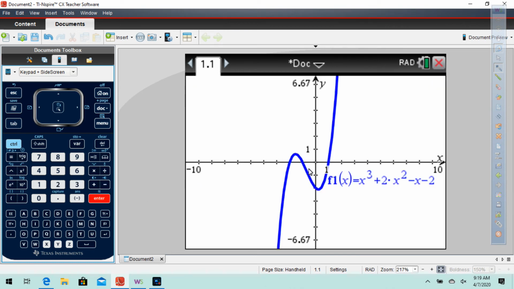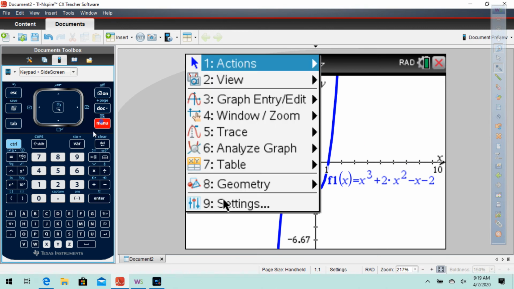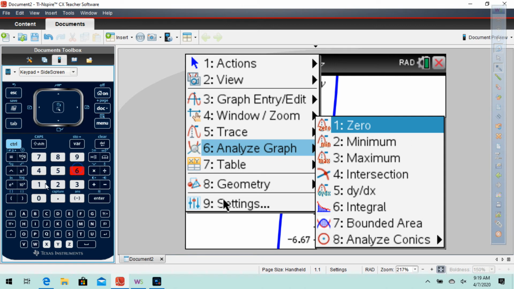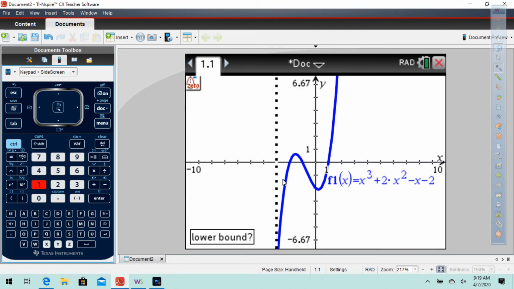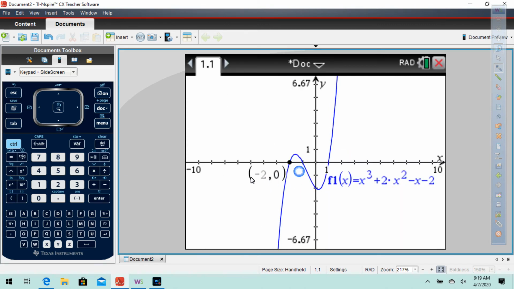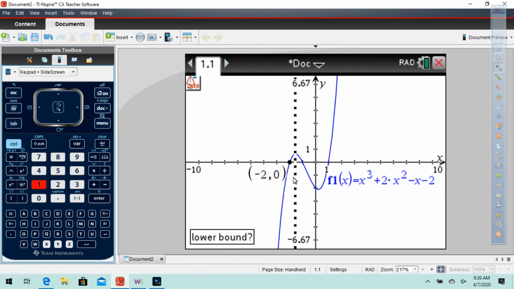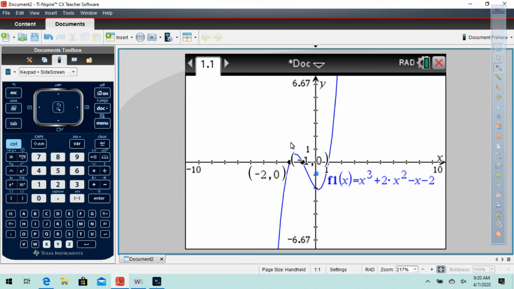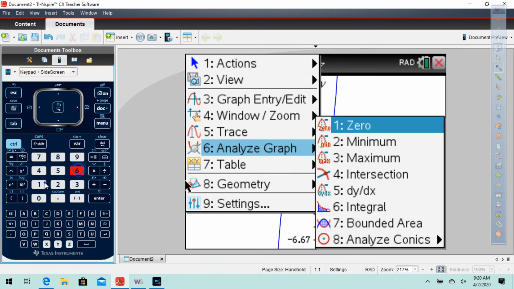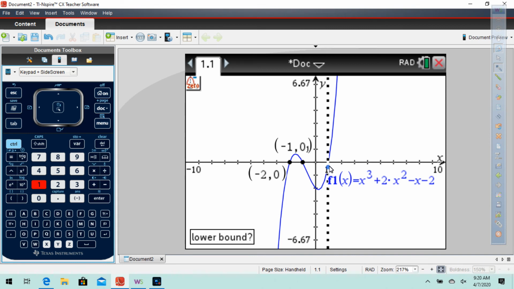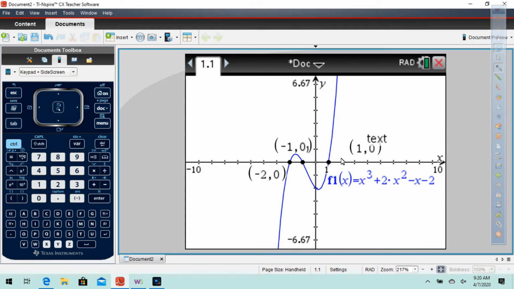And let's graph it. So it crosses here at 1, -1, and -2. And I'll show you. Menu, 6, 1. That's -2. Menu, 6, 1. And that's -1. Menu, 6, 1. And that's +1.